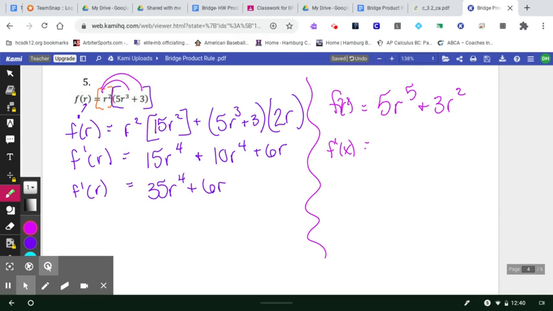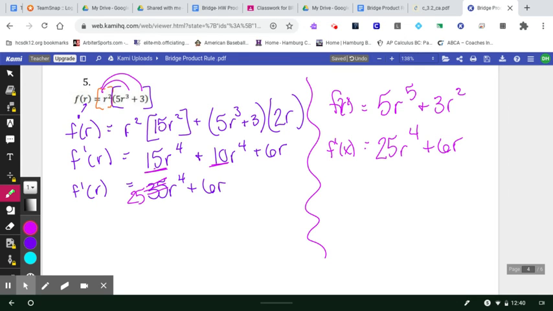And good thing I did that because clearly I can't add today. I don't think this is 35. I think this is 25r to the 4th plus 6r, because I should be getting the same answer. 25r to the 4th plus 6r when I just use my power rule there. So apparently it's a great idea to check yourself, since I can easily make a mistake adding or subtracting. Boy, has summer gotten to me.